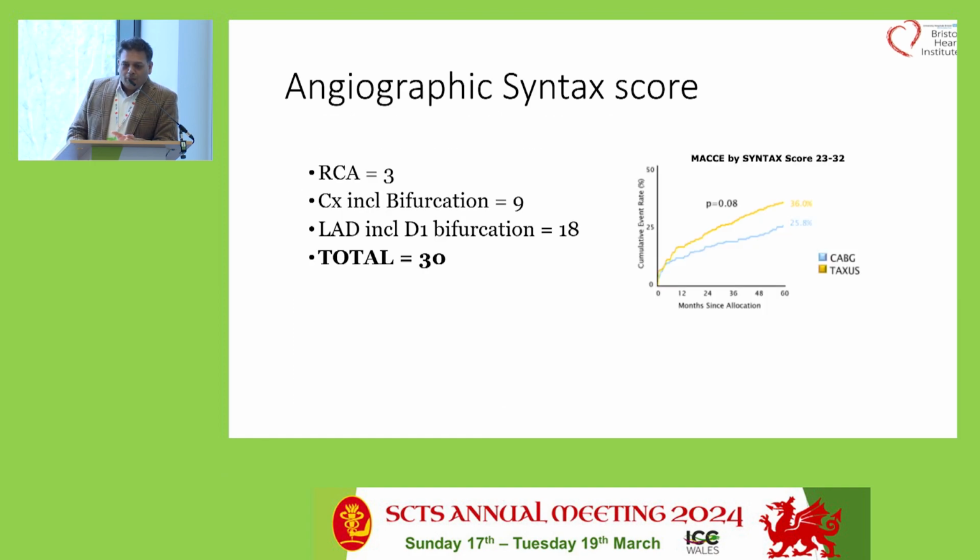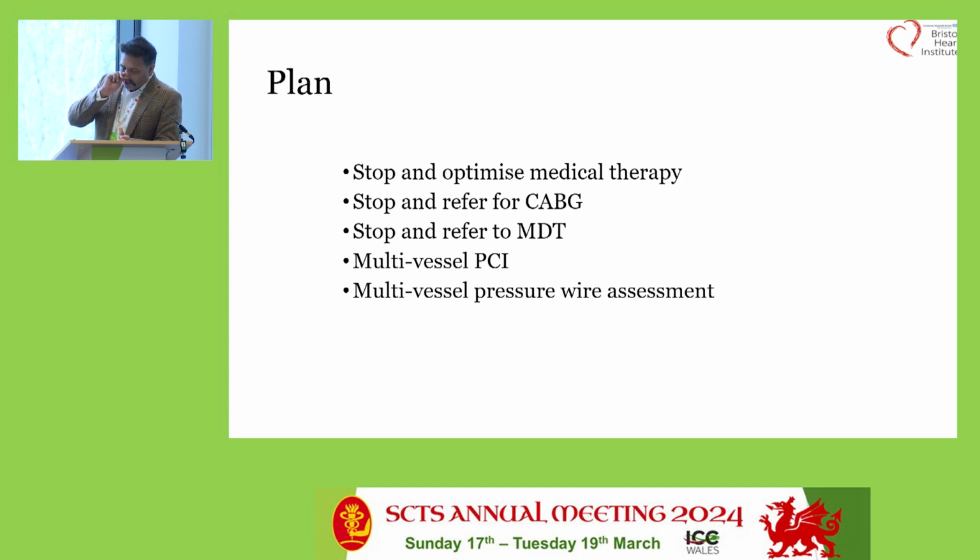In terms of the angiographic SYNTAX score, if you were to calculate it, it involves multiple bifurcations, and the score would be about 30, which suggests that the patient should have a CABG in a general sense. However, there are a few other options one can consider. One would be to stop and optimize the medical treatment. Second would be to refer for CABG. Third would be to refer back to the MDT and see what the opinion is. Fourth would be multivessel PCI. And fifth would be multivessel pressure wire assessment.